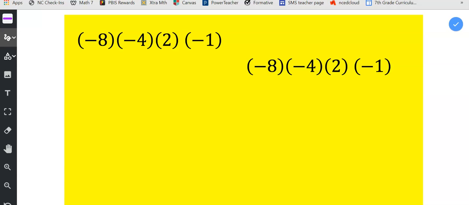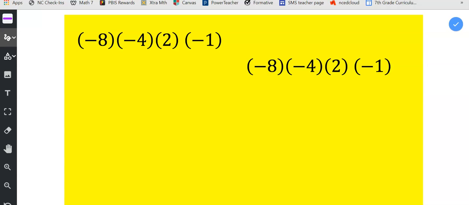It is time for us to start looking at more problems where there's a series of numbers being multiplied or divided. We're used to just looking at a pair of numbers and applying our rule and saying unlike signs give us a negative, like signs give us a positive. So now let's look at what happens when we're multiplying several numbers together.